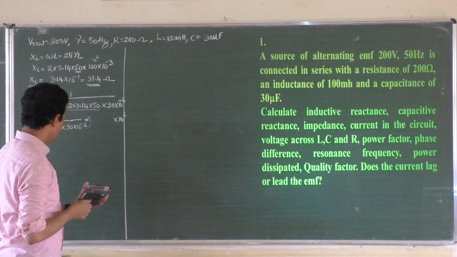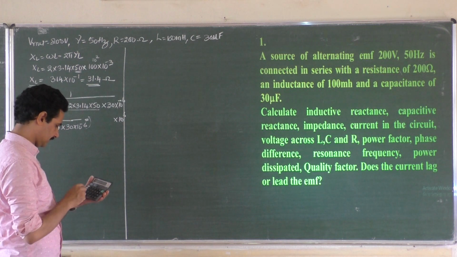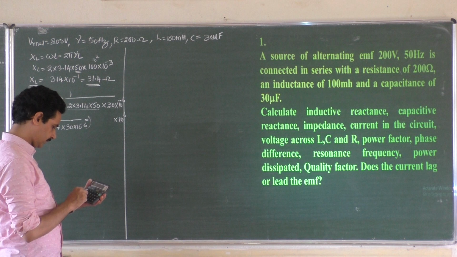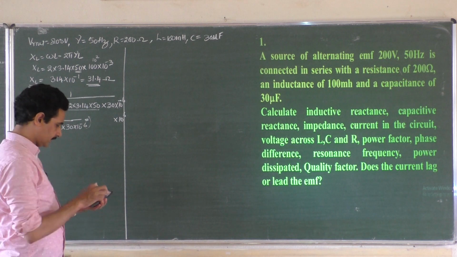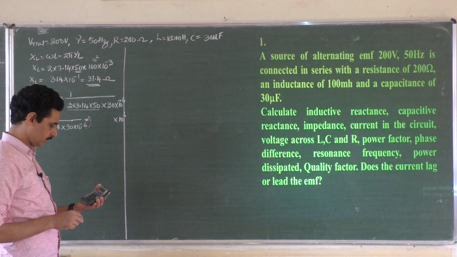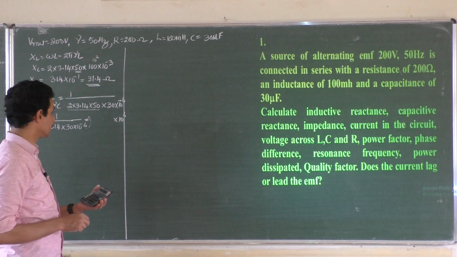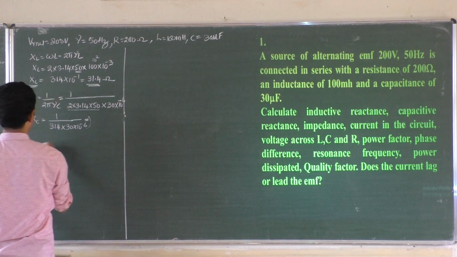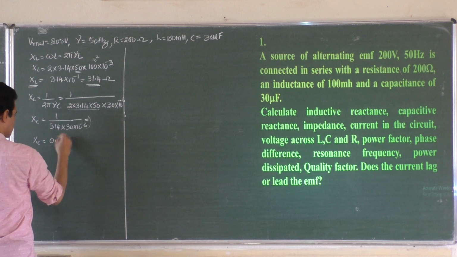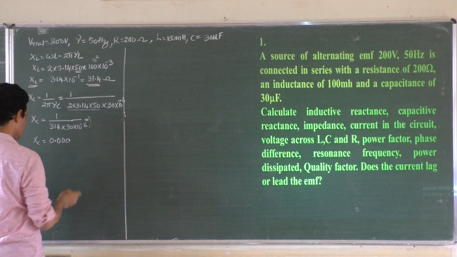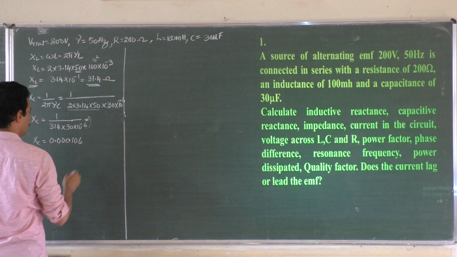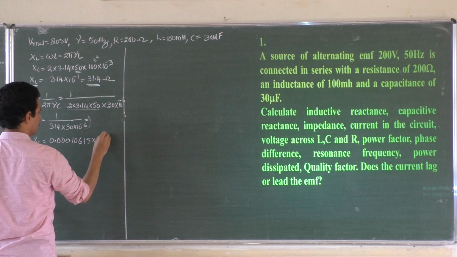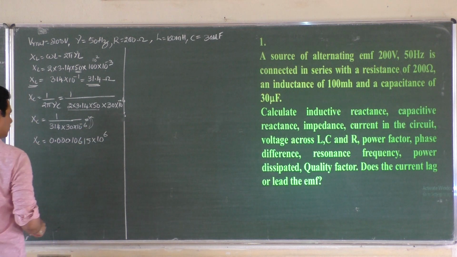Remaining calculation: 1 divided by 314 and 1 divided by 30. 1 divided by 314, divided by 30 microfarad, is 0.000106. So shall I give 10 to the power 6 here? Xc is equal to 0.00010615 into 10 to the power 6, because this comes to the numerator and becomes 10 to the power 6.